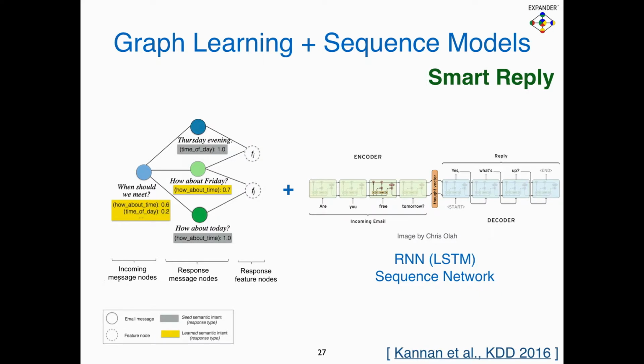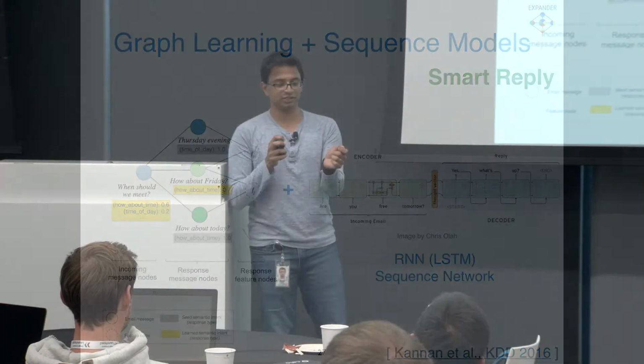THX, exclamation, all possible variants, right? I mean, you don't want to have to manually label each one and say, hey, this THX and thanks actually mean the same thing, right? So that's where the graph learning comes in.